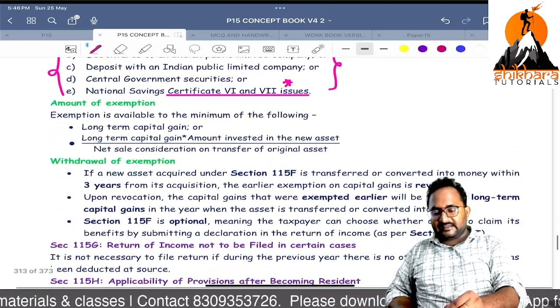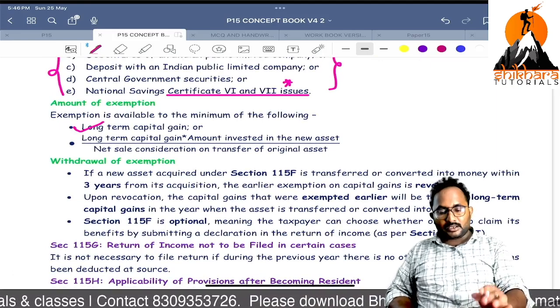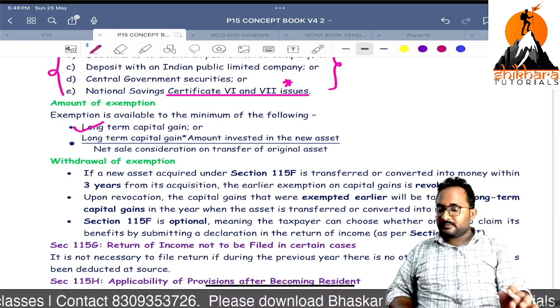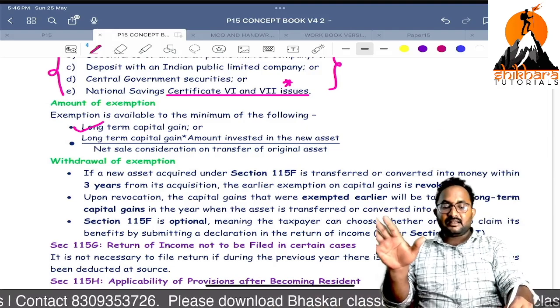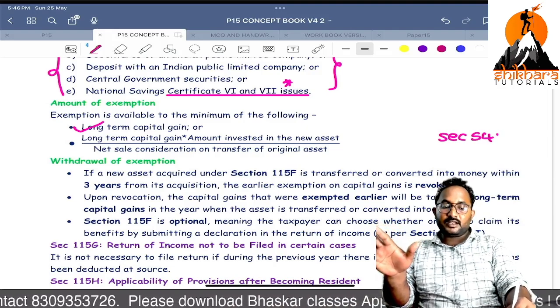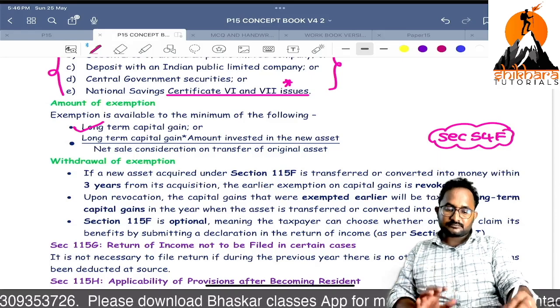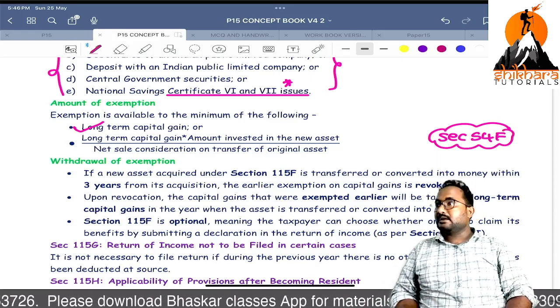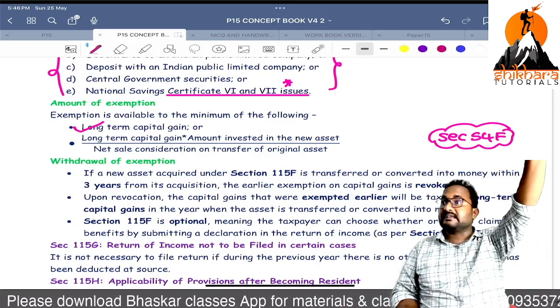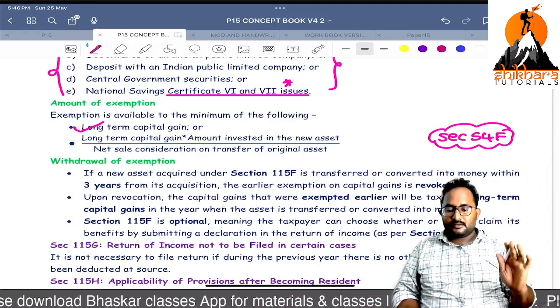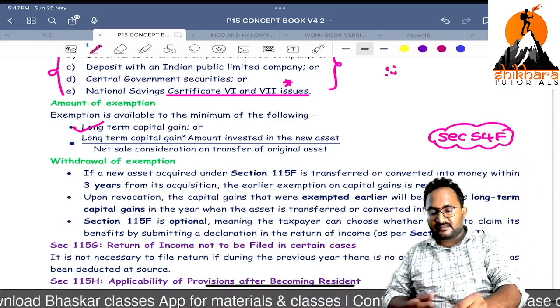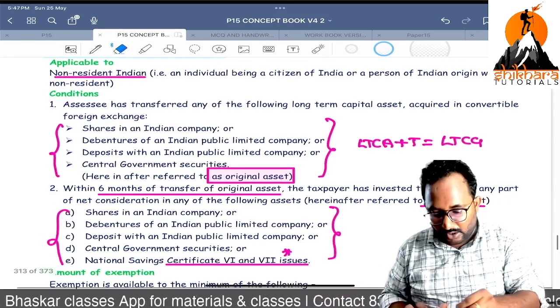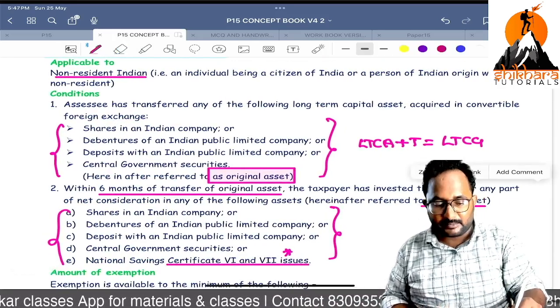So the amount of exemption available is based on the long-term capital gain amount. Now remember, it is similar to our Section 54F exemption. I will tell you. My net consideration is nothing but what, ma'am? Here I want to compute the long-term capital gain. How can we compute the long-term capital gain, ma'am?